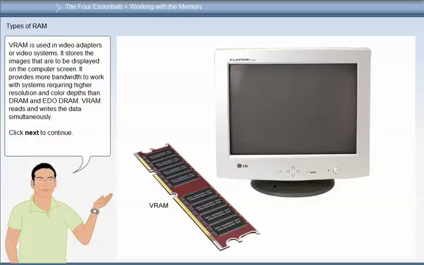VRAM is used in video adapters or video systems. It stores the images that are to be displayed on the computer screen. It provides more bandwidth to work with systems requiring higher resolution and color depths than DRAM and EDO DRAM. VRAM reads and writes the data simultaneously.